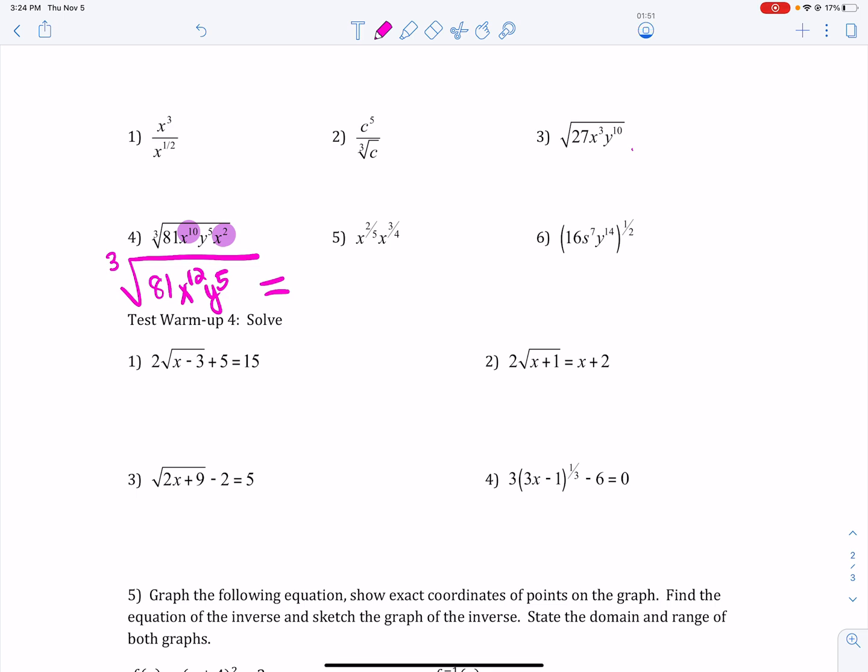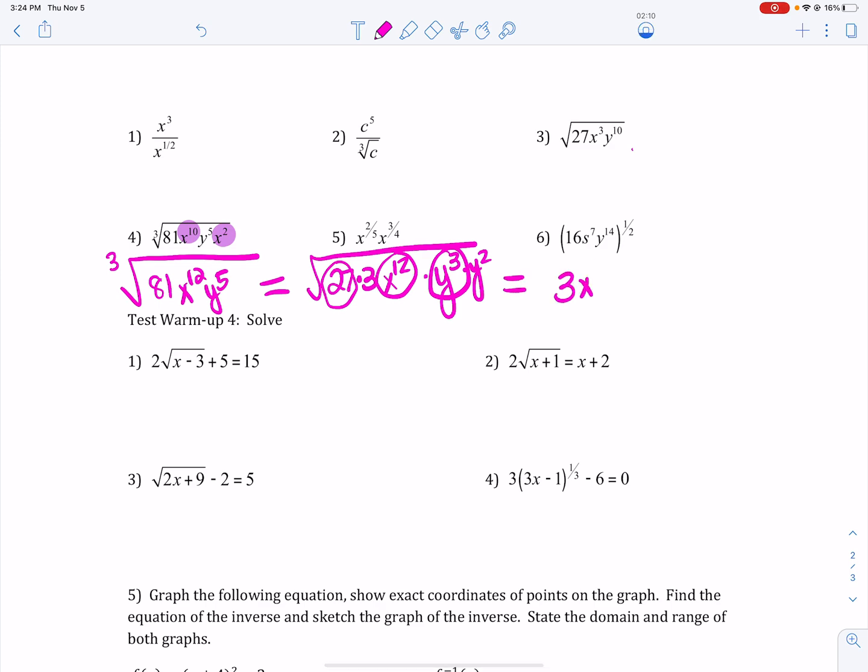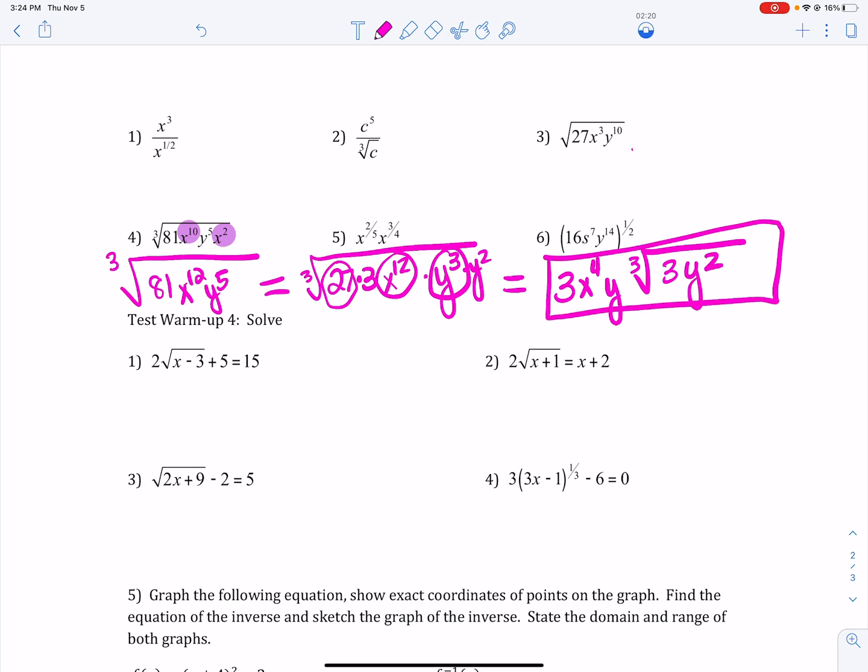I didn't notice that. So now I would say, okay, 27 times 3, because 27 is a perfect cube. That is, x to the 12th is a perfect cube. And then this would be y to the 3rd, y squared, because that's a perfect cube. So my answer would be 3x to the fourth, y, and then the cube root of 3y squared. I forgot that over here. That would be my answer. I would be done. Now understand, I don't even have to worry about absolute values on this question because it was a cube root as an index.